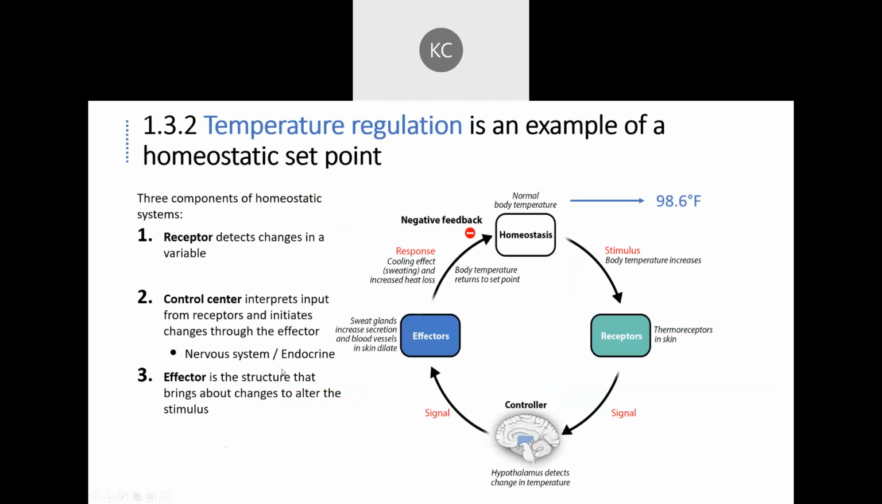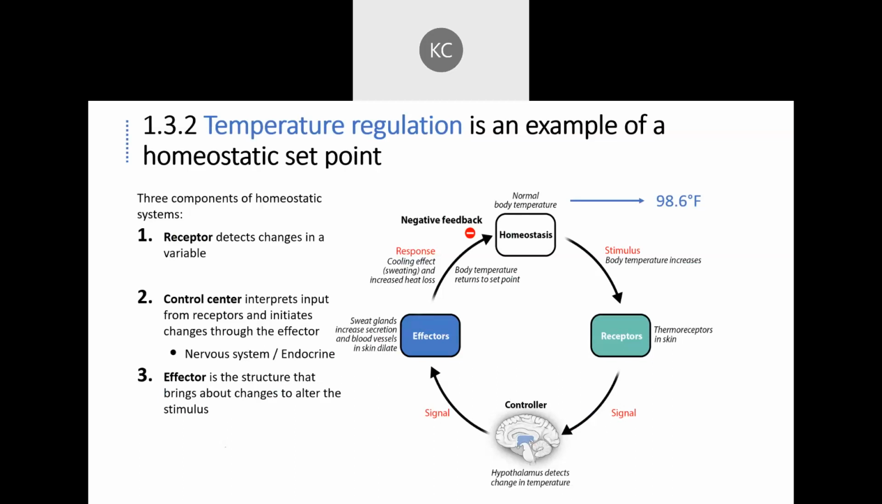In order to detect that change in stimulus, you have to have a receptor, right? So that's one of our components. We have to have a receptor that detects that change in the variable, that detects that stimulus. We then have the receptor, which is part of our nervous system, right? So thermoreceptors in our skin send a signal, which in this case is a sensory signal, to our hypothalamus. Our hypothalamus is our internal thermostat that controls our internal body temperature. That is the control center, all right?